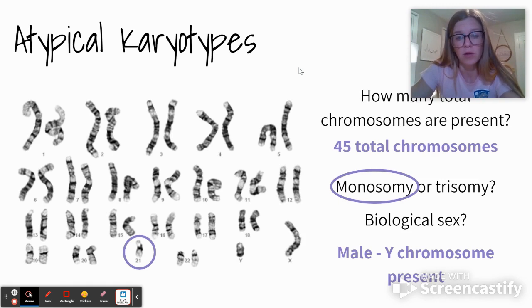This really quickly walked through the basics. If you still have questions, make sure to ask your teacher in class, so that you can make sure you have all the components that you need to identify when looking at a karyotype.